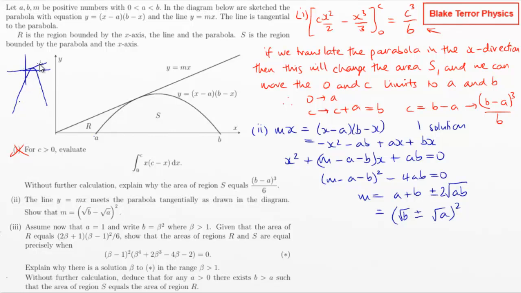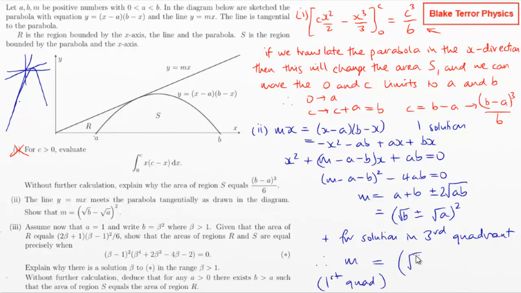Then we're going to have one solution when we've got a low gradient, but we'll have another one down here in quadrant 3, won't we, if we've got a high gradient. So we can say the plus for the solution in the third quadrant, and we've got the minus in the first quadrant. Therefore M, so this is the first quadrant, is going to equal root B minus root A all squared.